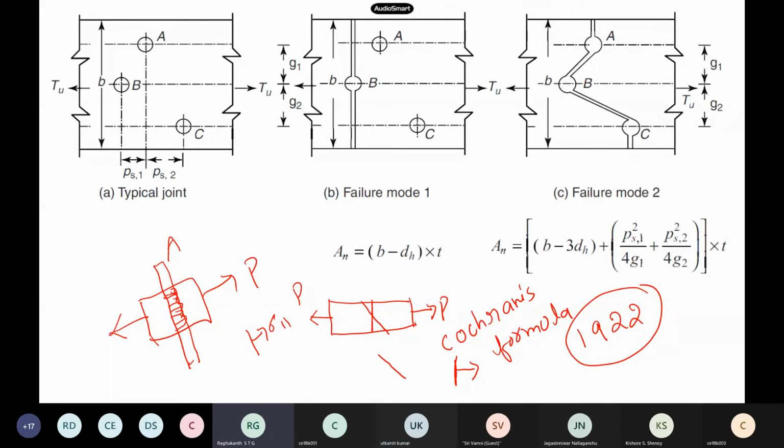You know how to find this on an inclined plane, right? Mohr circle, that cos 2 theta, sin 2 theta, those formulas you would have studied in your mechanics of materials. So you will have normal stress as well as shear coming into picture when the planes are inclined. So the failure is a combination of tension plus shear, and this Cochrane used the maximum shear stress theory.